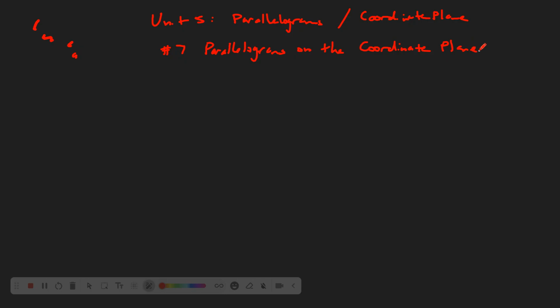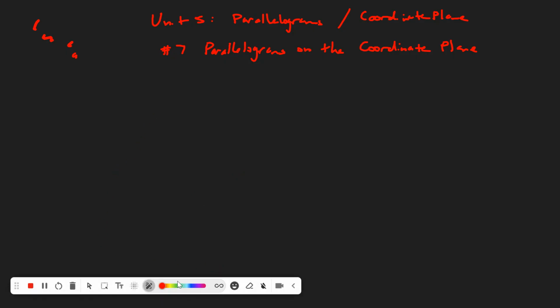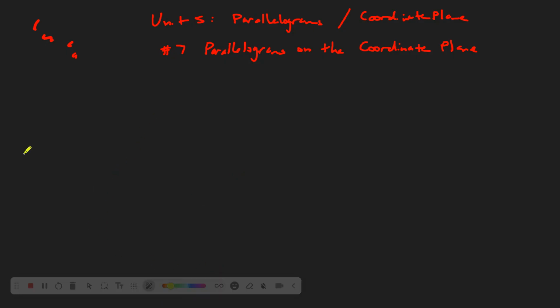Okay, so I'm going to give you some background story, remind you of some things about parallelograms, special parallelograms. We're going to talk about formulas to use, and then we're going to do one example problem. Let's talk about what's called the hierarchy of parallelograms.